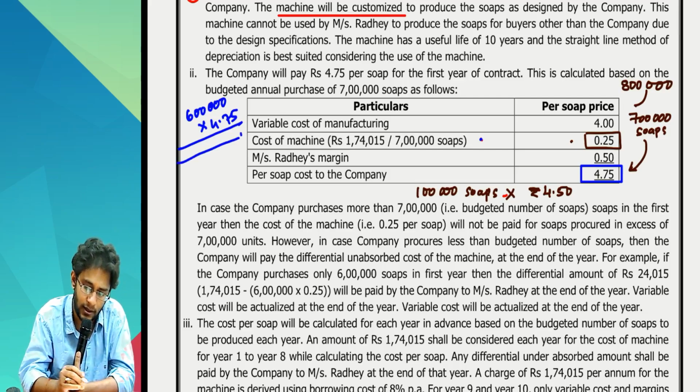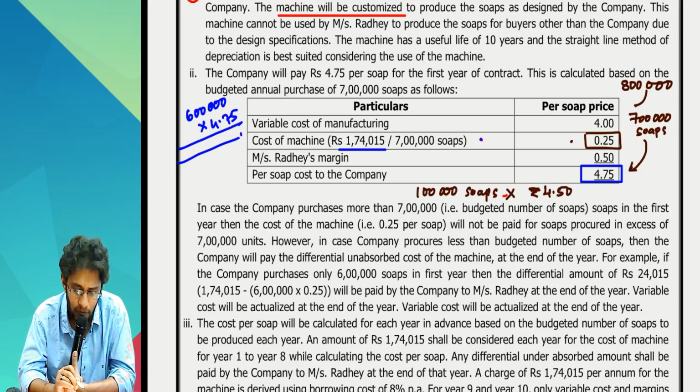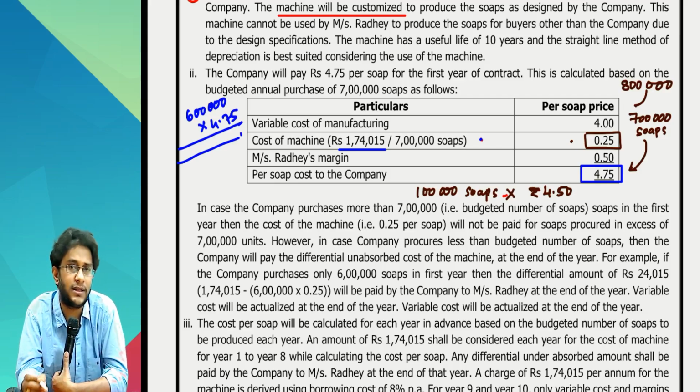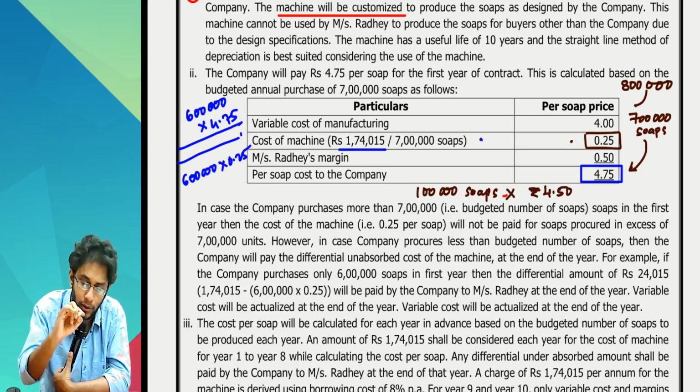Apart from that, what he could not recover from you, you see, every year that fellow wants to recover from you 174,015. If you buy 7 lakh soaps, then 7 lakhs into 0.25 will work out. But if you are buying more than 7 lakh units, then he will not charge you anything more of that 0.25 per unit, indicating that he does not want to recover from you more than 174,015. But in case you buy less than 7 lakhs, let's say you buy only 6 lakh units, and 6 lakhs into 0.25 means a 4 points only 0.25 is included, no?